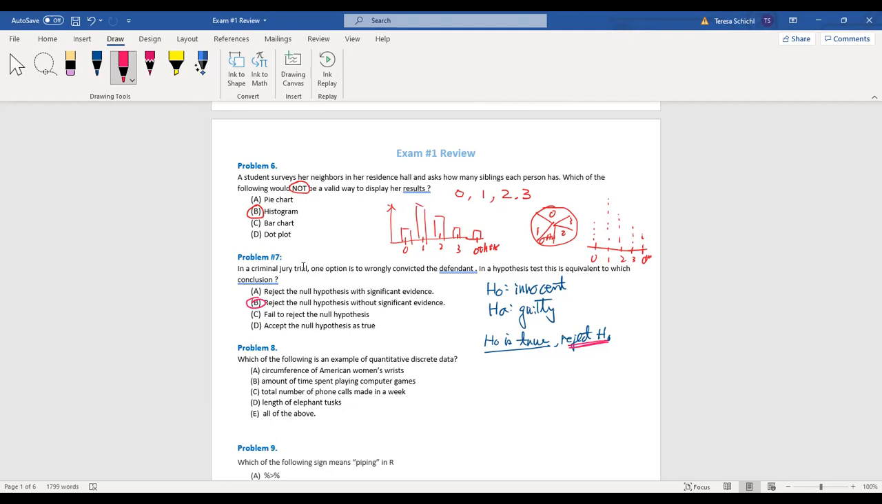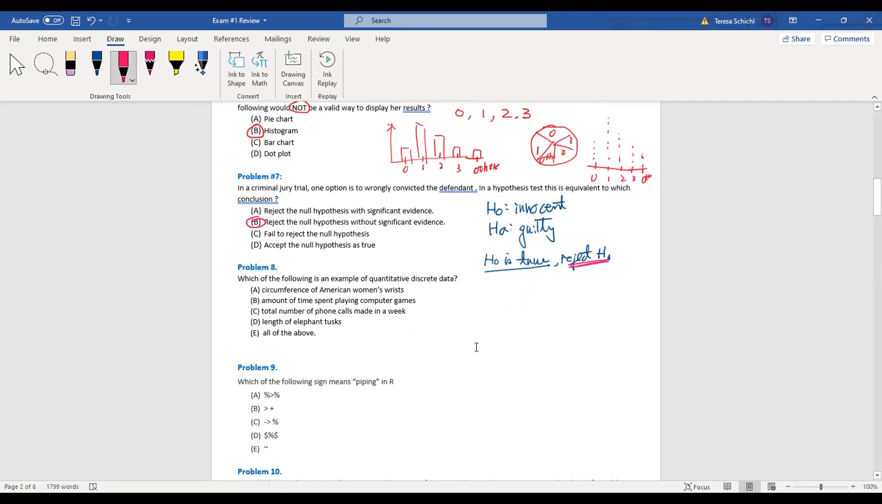All right. So now the next thing here is which of the following is an example of quantitative discrete data? What does discrete mean, right? So discrete means you can count, like 1, 2, 3, 4. There's nothing in between. Okay, so for quantitative data, we can have 2 kinds: we can have discrete and we can have continuous.